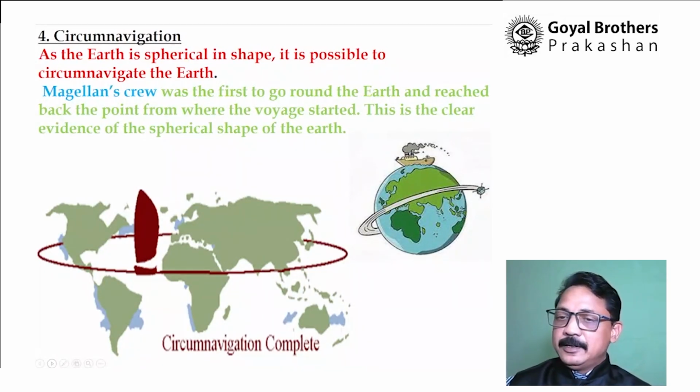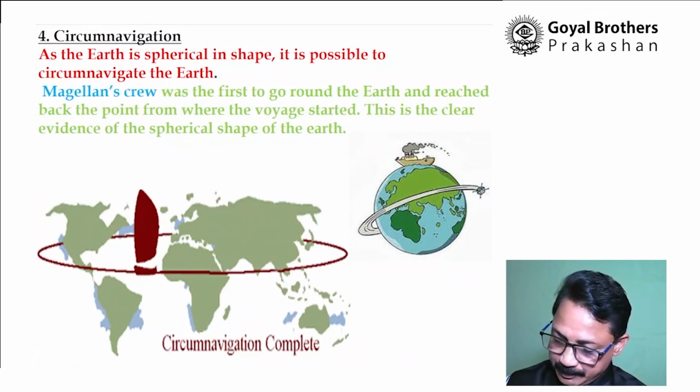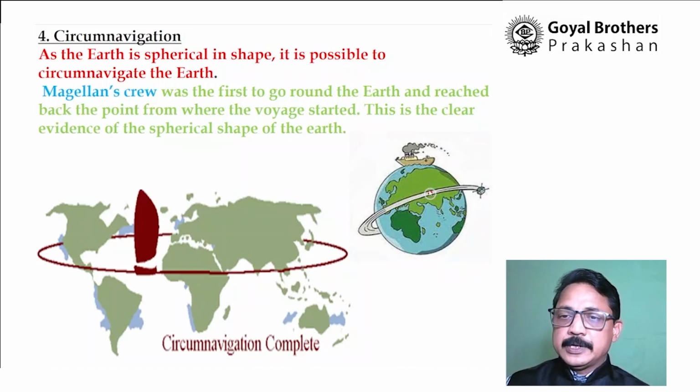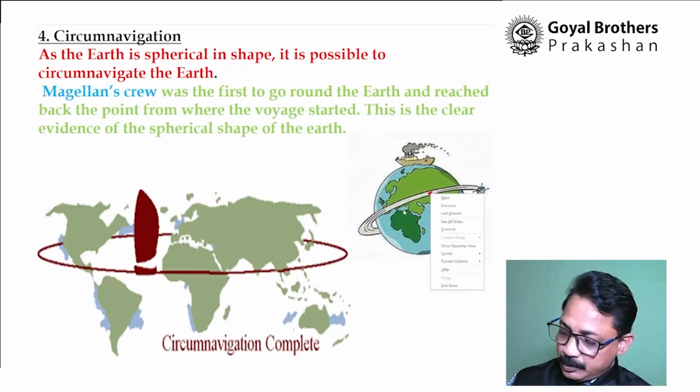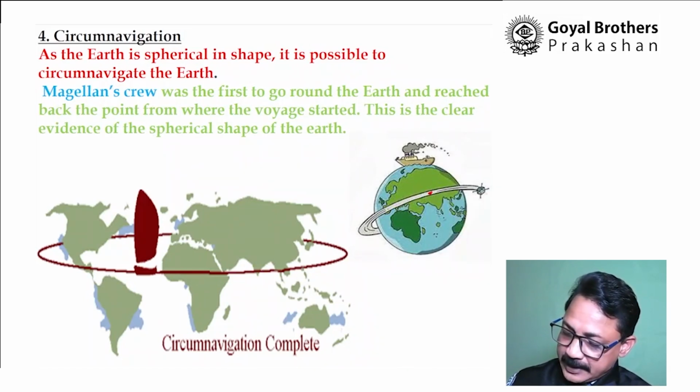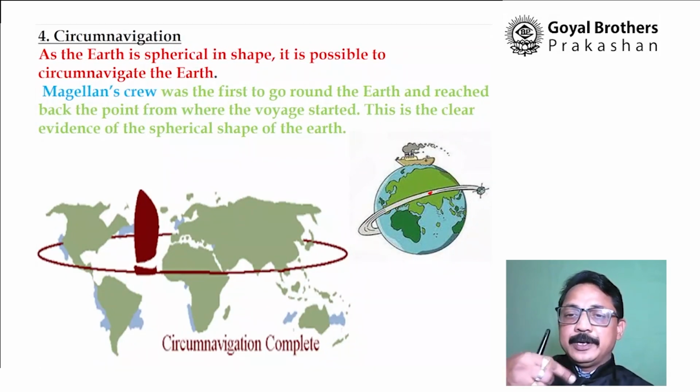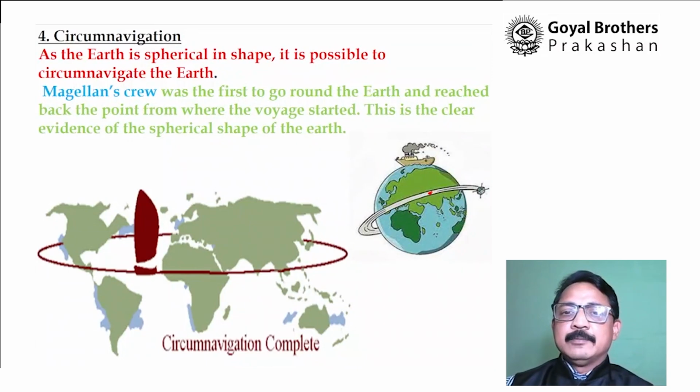So Magellan was one sailor, and he began his journey, dear students, from one part of the Earth like this, and he was so sure that Earth is spherical in shape, so he began traveling, and after completing that entire round, his crew came back to the place from where they had started.